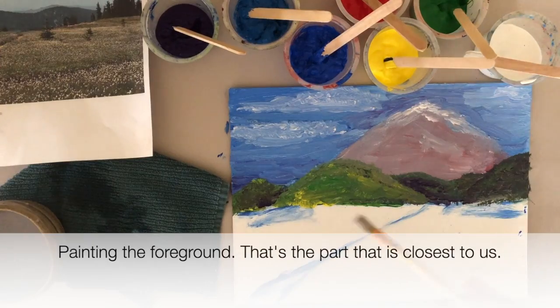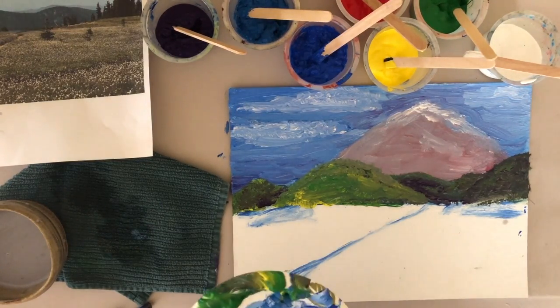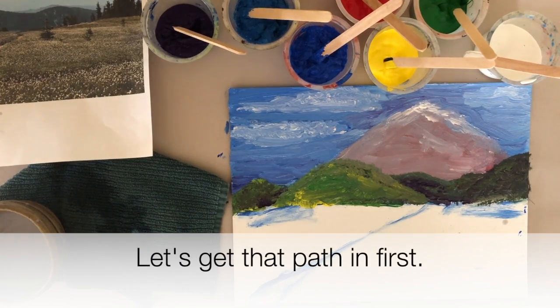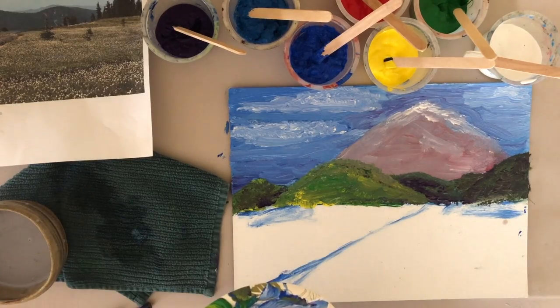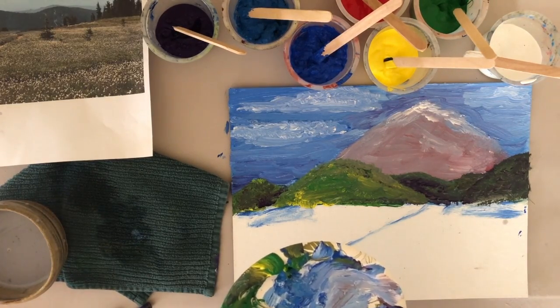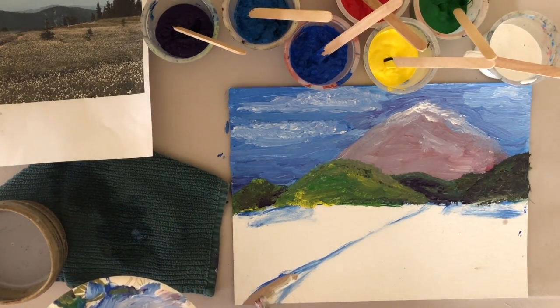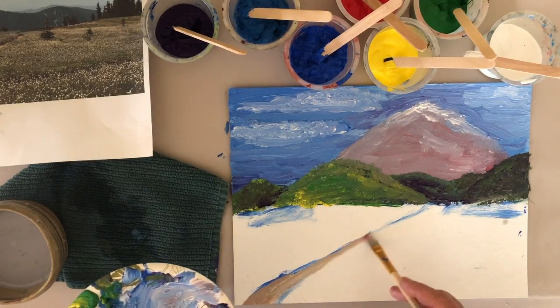So now we have the area called the foreground. That's all this part down here. We're a little closer to that, so we're going to see a few more details. What I'm going to do first is get an idea of where my path is. I'm mixing a little bit of the green and the red and a little bit of white to get kind of a, I don't know, a dirt color. Doesn't have to be much.